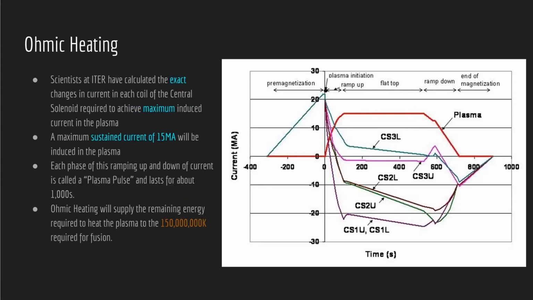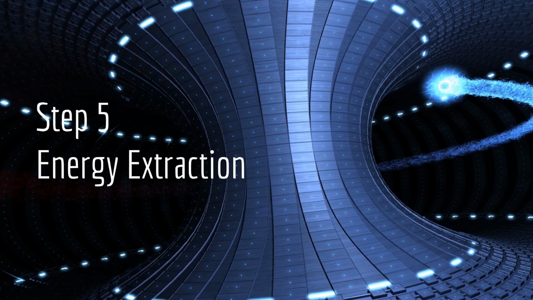Now, scientists at ITER have calculated the exact changes in current in each coil of the central solenoid required to achieve maximum induced current in the plasma. As shown in the graph, a maximum sustained current of 15 megaamperes will be induced in the plasma. Each phase of this ramping up and ramping down of current is called a plasma pulse and lasts for about 1,000 seconds. Ohmic heating is what will supply the remaining energy required to heat the plasma to 150 million Kelvin required for fusion.